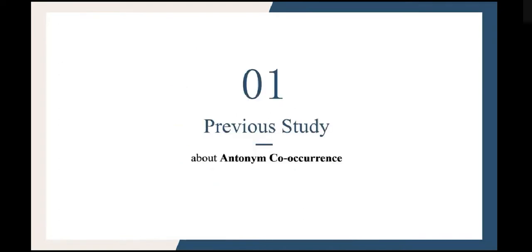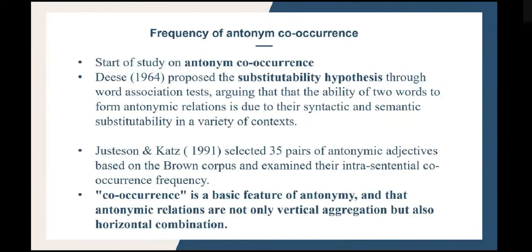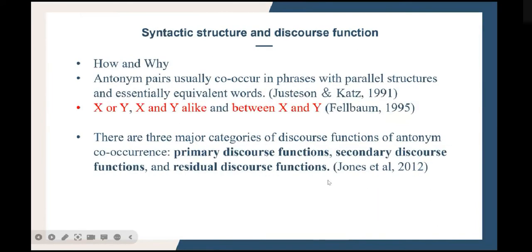The study of antonym co-occurrence focused on five main areas. Let's go through them very quickly. The first is its frequency, and it's also the beginning of this research. Firstly, these hypotheses were proposed and examined by Justeson and Katz. So co-occurrence becomes a basic feature of antonymy. And then the following section is also the most recent research, syntactic structure and discourse function, which addresses the question of how and why antonyms co-occur.